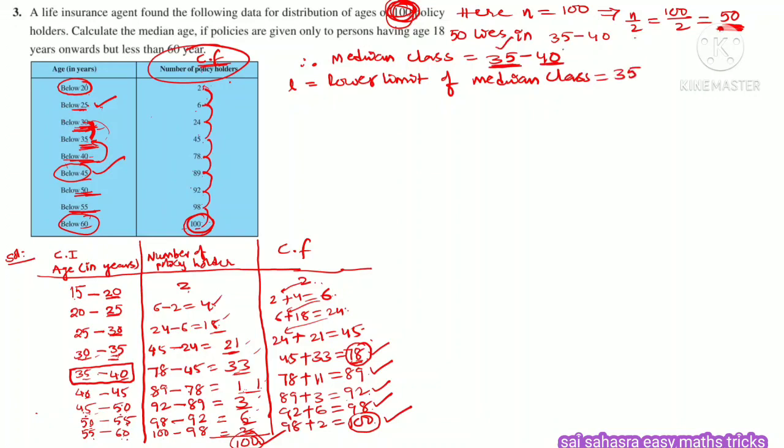N by 2 value is clear. Next, h. h means class size. Every class size, you can observe that the difference is 5, 5 difference, 5 difference, everywhere 5 difference is there. So class size is 5 only. After identifying the class size as 5, cf means cumulative frequency.